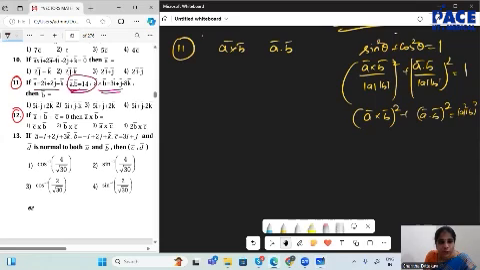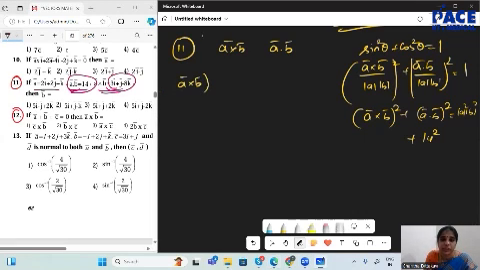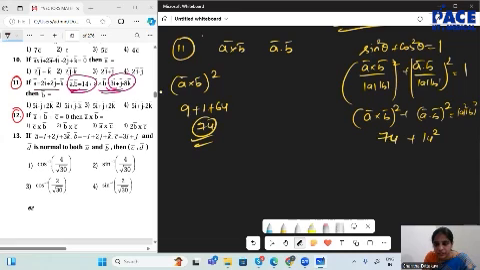I am given A dot B is 14, so can I just take 14 square? Obvious, isn't it? Now A cross B is given. Tell me what is A cross B whole square, which is nothing but 3 square 9 plus 1 plus 8 square, which is 64. So 10 plus 64 is nothing but 74. Here, 74 plus 196, that is 196 plus 74, which is 270.